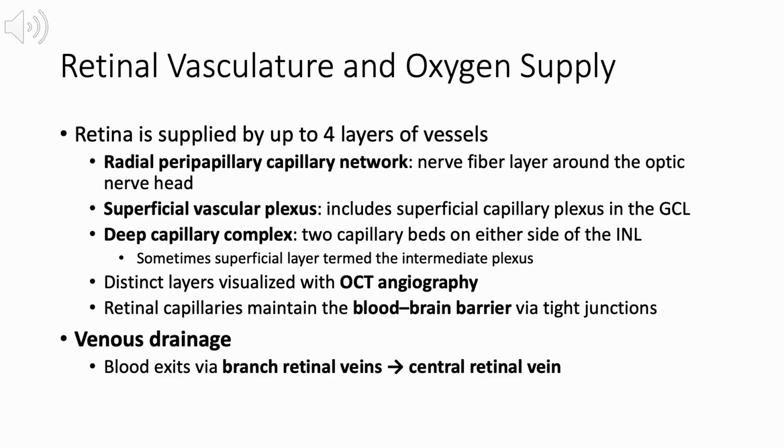Functionally, retinal capillaries maintain the blood-brain barrier through the presence of tight junctions. This barrier is essential for regulating the retinal microenvironment and preserving normal neural function. Finally, venous drainage of the retina occurs through the branch retinal veins, which converge to form the central retinal vein, allowing blood to exit the eye.